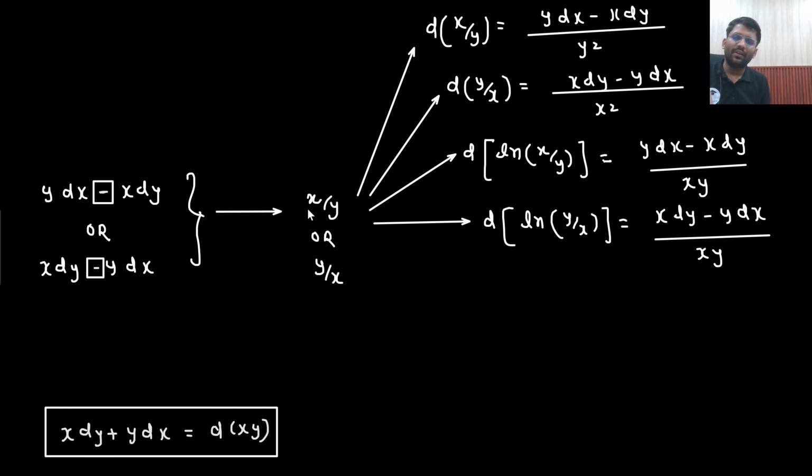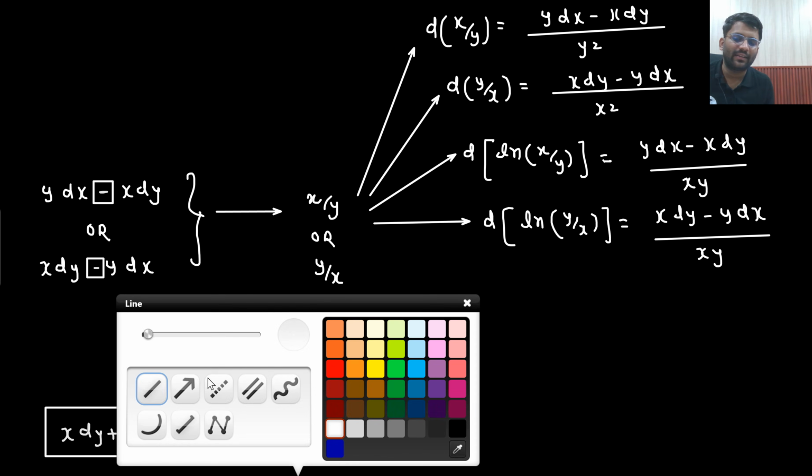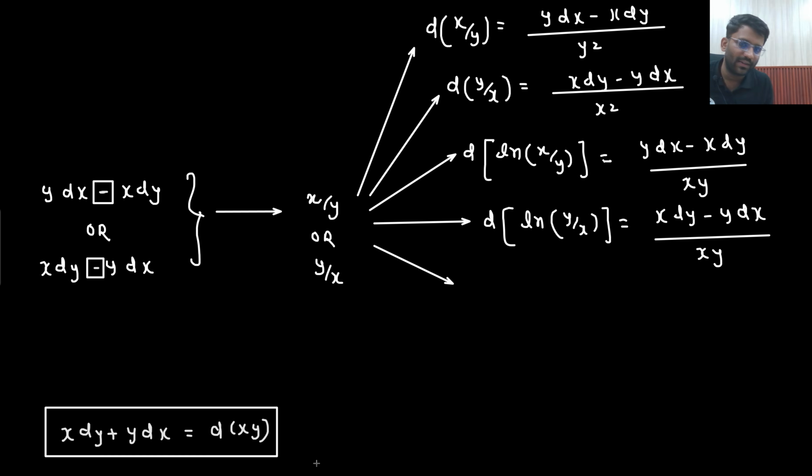So, sir, I will think of x by y, y by x, or I will think of ln, or I can think of tan inverse. Tan inverse, in the bracket what will I write down? Sir, there is a negative sign, no? So either x by y or y by x.